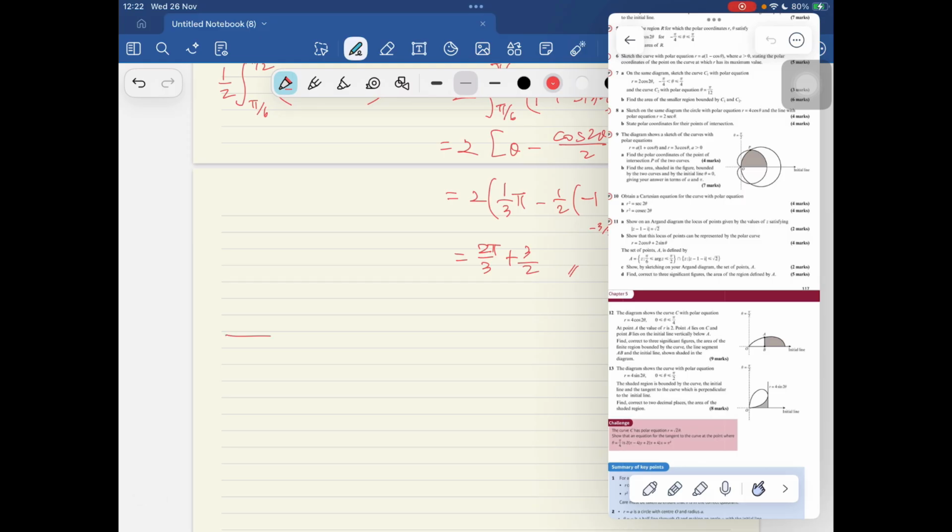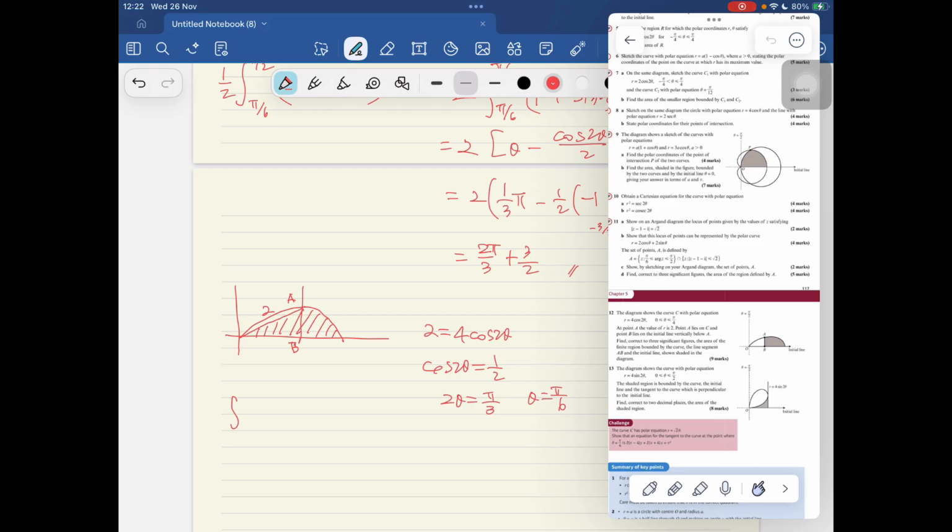So here from the graph, A and B, and we know this radius is 2. So 2 becomes 4 cos 2 theta. Cos 2 theta becomes 1 over 2. Double theta should be pi over 3. Theta is pi over 6. So here we calculate this area first.